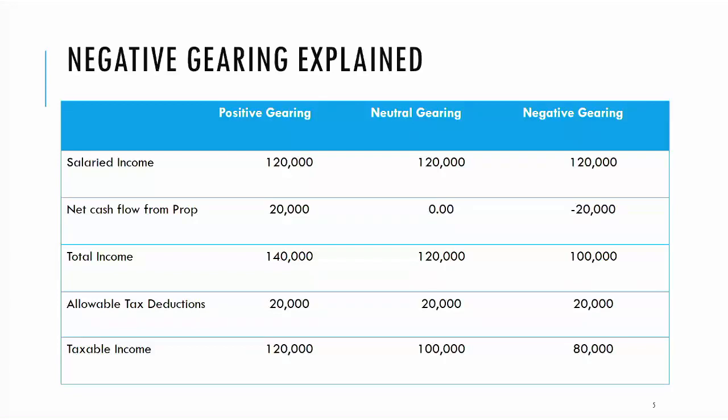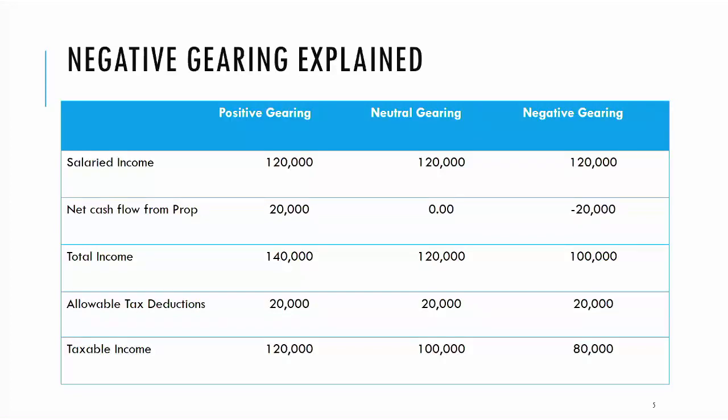Now you have a property with a negative gearing. So now we calculate your total income. Your total income from salary is 120,000. From your investment property is minus 20,000. It's a negative gearing property. So your total income is reduced to 100,000. And again, you have allowances, 20,000. And now your taxable income is 80,000. So you pay tax only on 80,000. So keeping that negative gearing investment in your portfolio, you pay less tax.